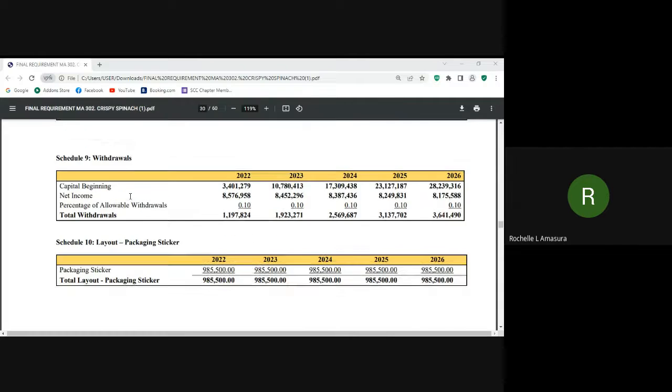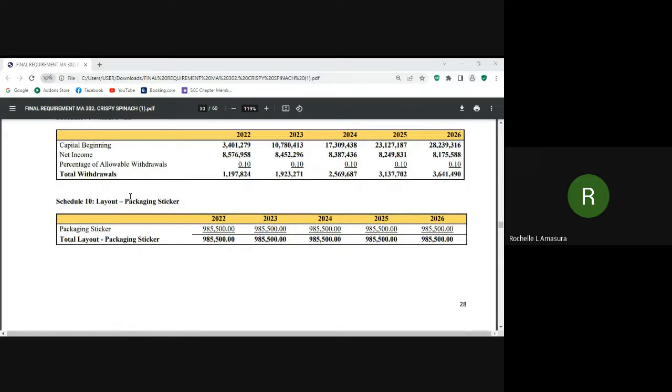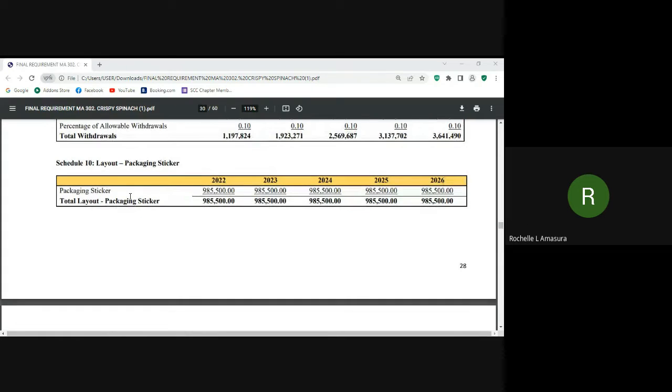Then, the layout. Packaging, and last, we have the layout, the packaging sticker. So, constant lang gihapon siya for the next 5 years.